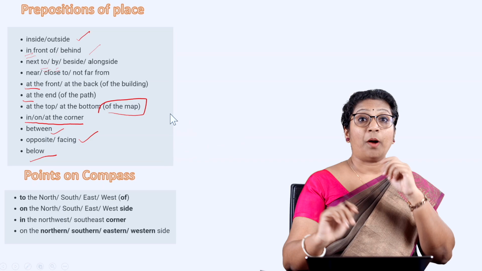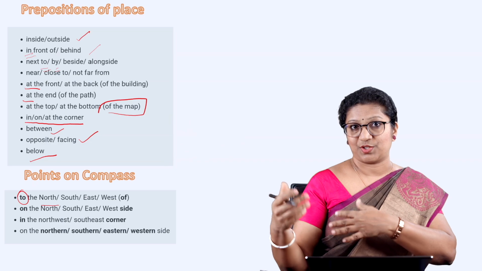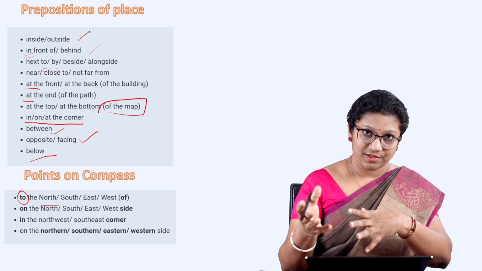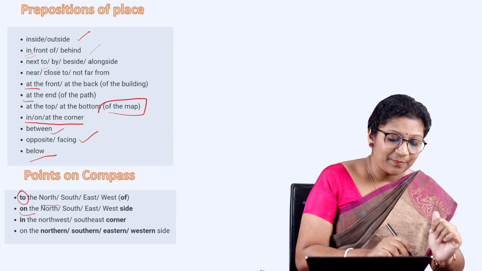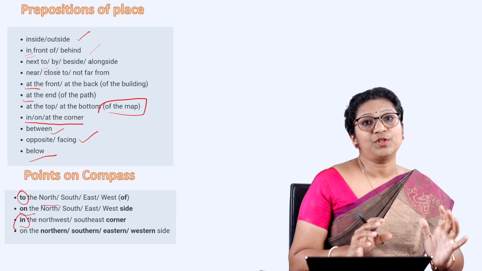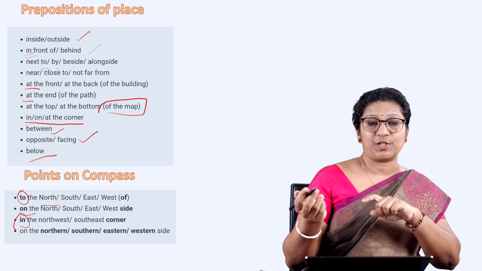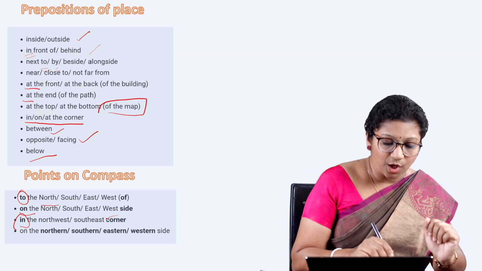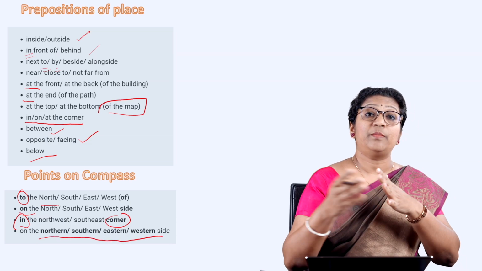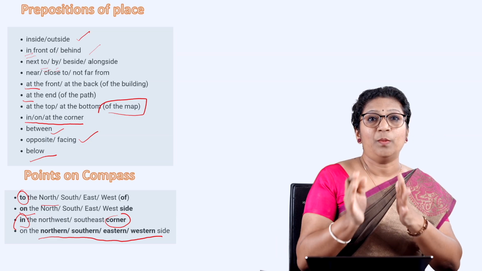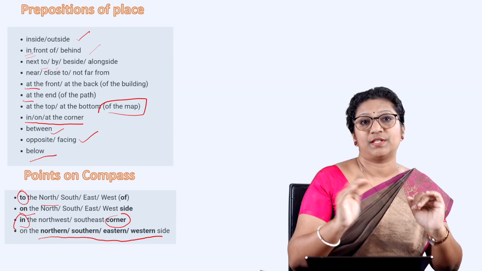Now the points on compass, the cardinal points: to the north, to the south, to the east, to the west of the river, the forest, the garden. On the north, south, east, west side, that's another possibility. In the northwest. Now we say most often in the north when we talk about a larger area. Okay, in the northwest of the country or the southeast corner. On the northern, southern, western side, maybe of a building. On the northern side, because we know a building already faces, it has an entrance. So when we say on the northern side of the building, it is very clear which is the north.